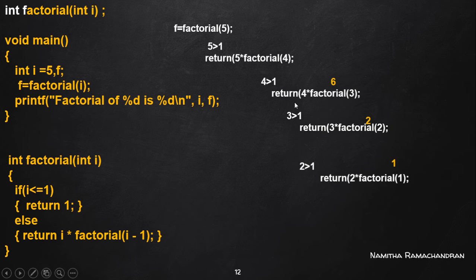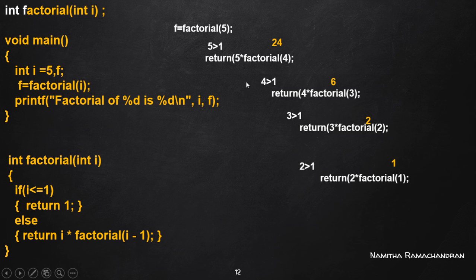Now we want to return a new value, that is 4 into this 6, to a location from where it is called. From where it is called? From this particular location it is called. So here we want to return a value, that is 4 into 6, that is 24, is returned here. Okay. Again we want to calculate this 5 into 24 and return that value to a location from where it is called. From where it is called? It is called from this location which is present inside this main function.